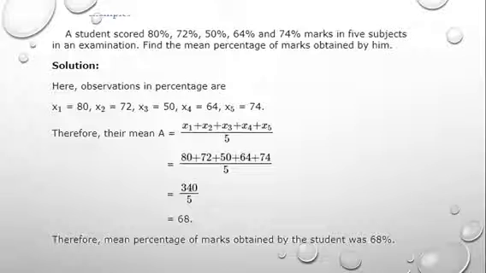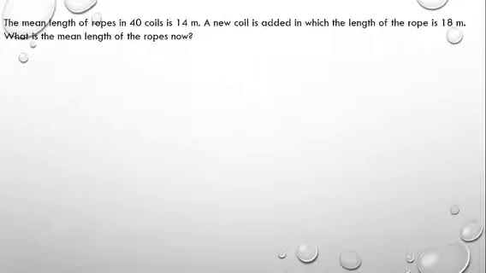It says the mean length of ropes in 40 coils is 14 meters. Let me read that statement again. The mean length of ropes in 40 coils. So there are 40 coils. That's the number of data. There are 40 of them. And the mean is 14. Now it says a new coil is added in which the length of the rope is 18 meters. So another coil was added and the length of the rope is 18 meters. So now what is the new mean?